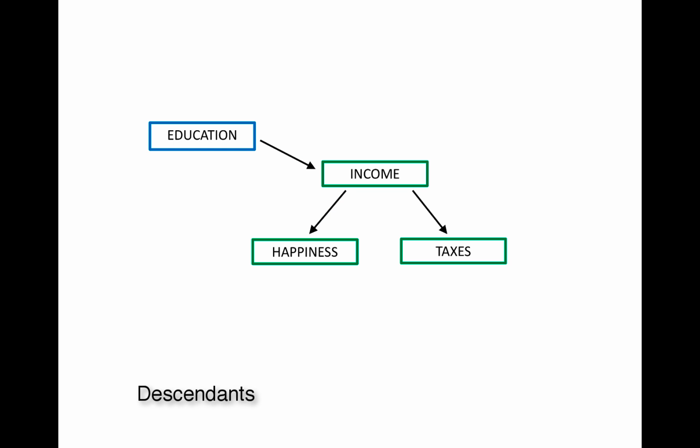Income, happiness, and taxes are descendants of education. Income is a child, direct effect, and descendant of education, while happiness and taxes are not children nor direct effects of education.